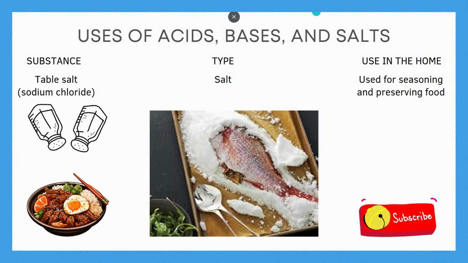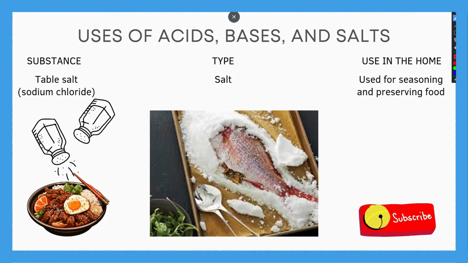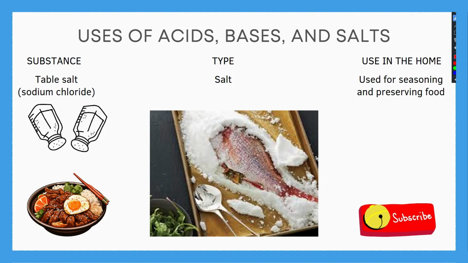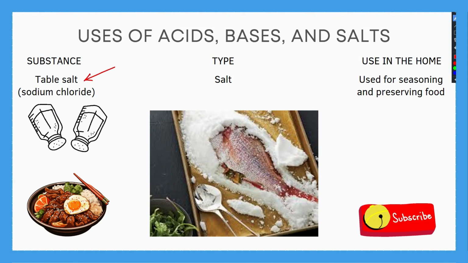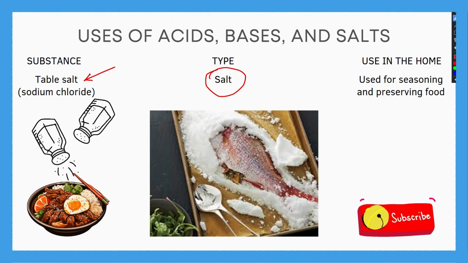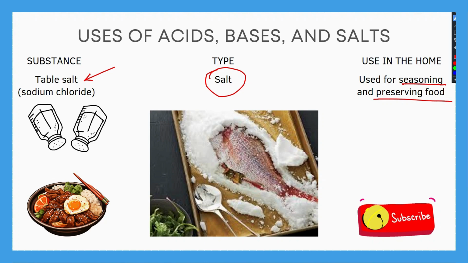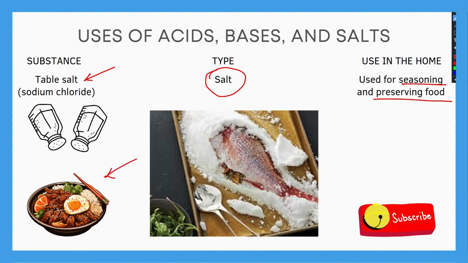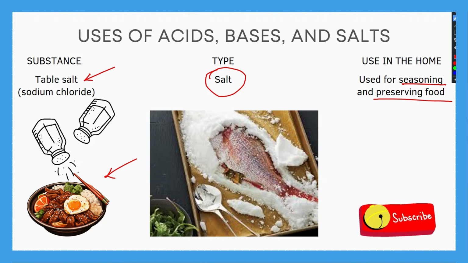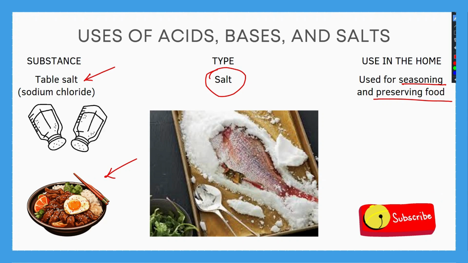Next substance that we want to look at, which is so useful and applicable to our daily lives, is the all-important sodium chloride, aka table salt. Now, this is a salt, definitely, and it is used not just for seasoning, it is also used for preserving food. Over here you can see a process where a plate of food, I don't know what the name of this food is, but whatever it is, you can see that it is being seasoned using salt.